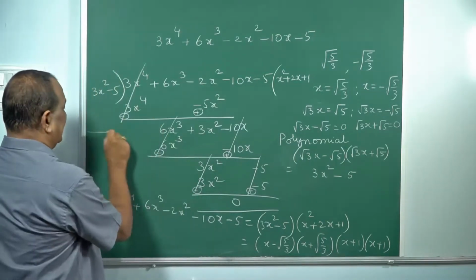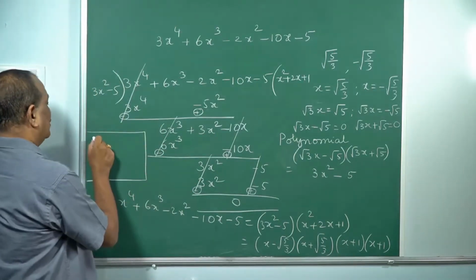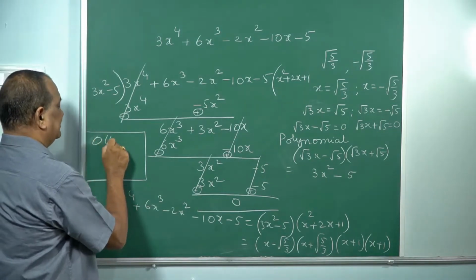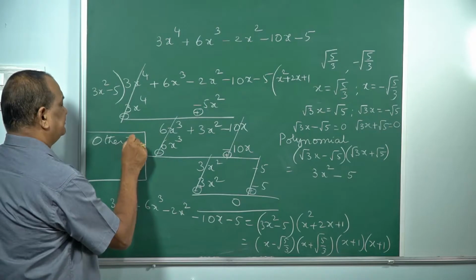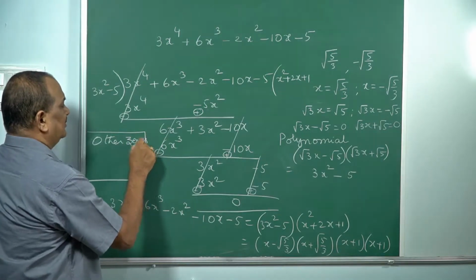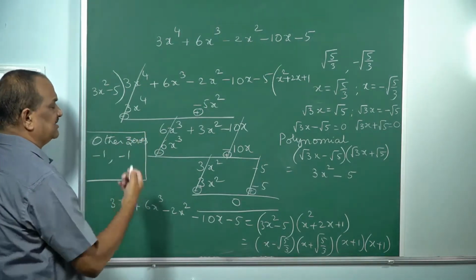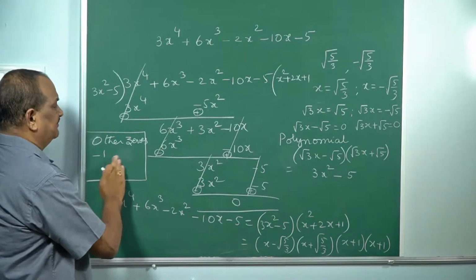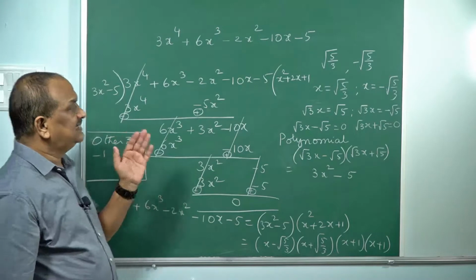So I just write here my answer. So what are the zeros? Other zeros are minus 1, minus 1. You need not write both. Other zero is minus 1. Okay. So this is the problem you got.